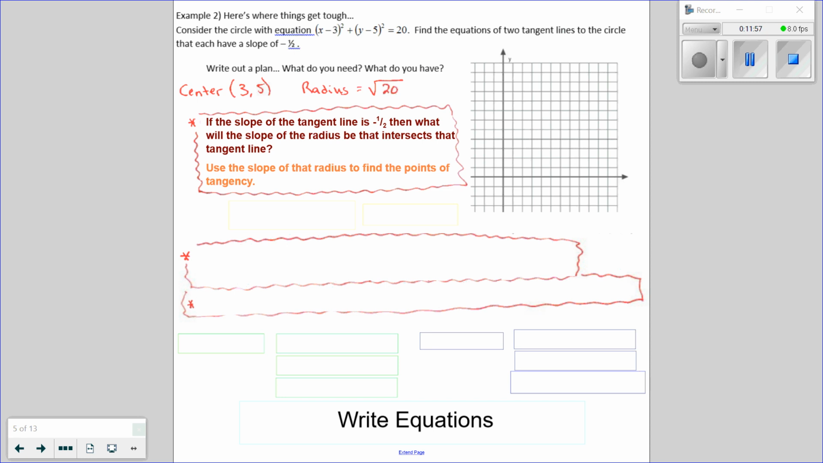So here's the idea. We know where the center of the circle is. That's at (3, 5). What we need to do is find some way to get the points on the circle. So we would have to do a radius slope of up 2 over 1. Up 2 over 1, up 2 over 1, up 2 over 1. But we don't know how many times we have to do that slope till we actually reach the circle.